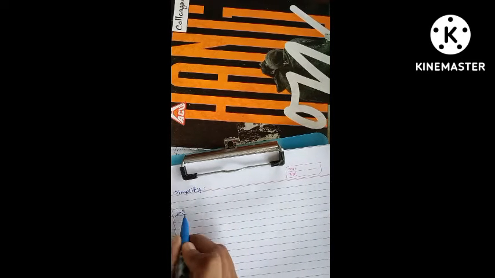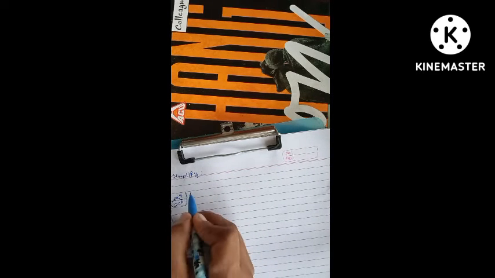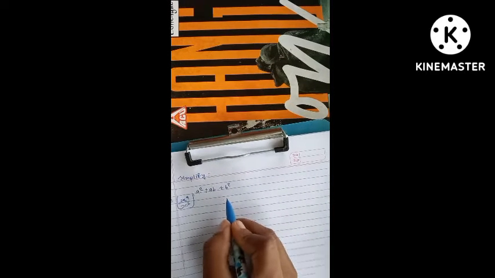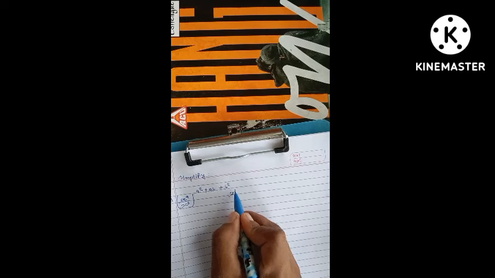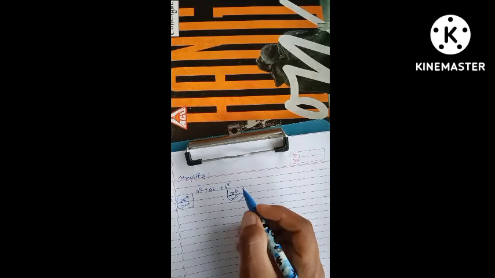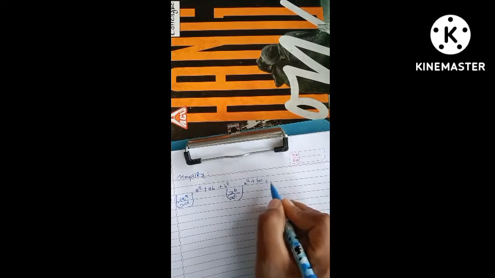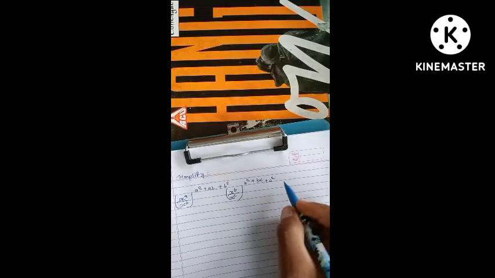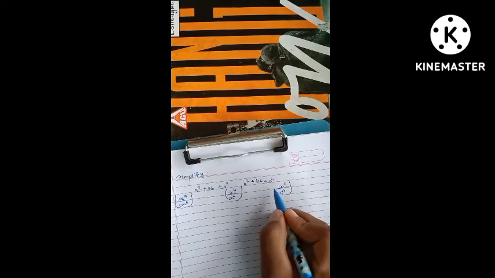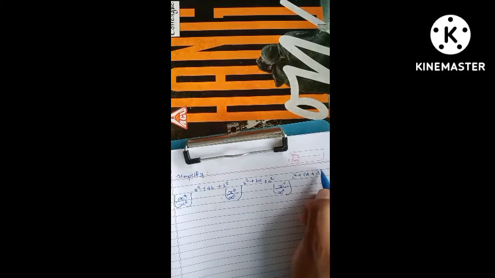The question is: x to the power a divided by x to the power b, the whole power a square plus ab plus b square, multiplied by x to the power b divided by x to the power c, whole power b square plus bc plus c square, multiplied by x to the power c divided by x to the power a, whole power c square plus ca plus a square.